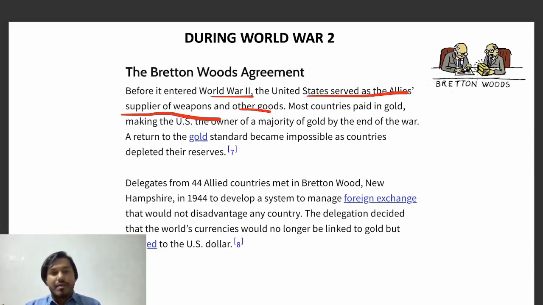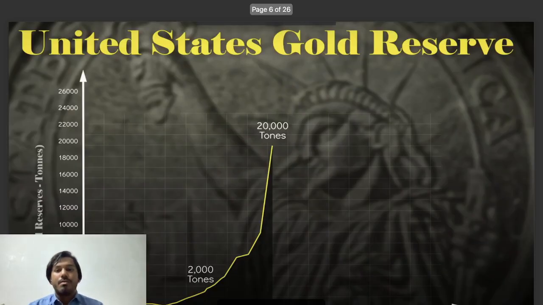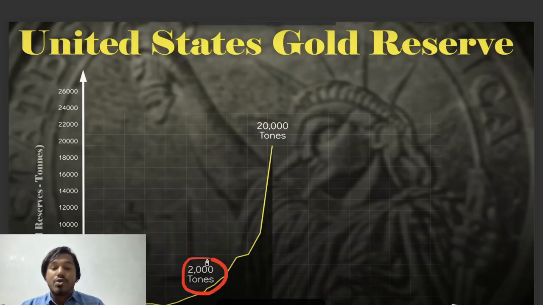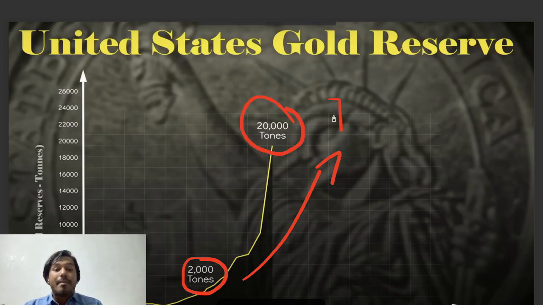America is the one that's thriving. 75% of gold reserves were held by America at that point in time. Here's a chart I would like to show of the United States gold reserve back then. In 1910, you can see it was around 2,000 tons that America held, but after World War One and Two, it went to 20,000 tons, which is like 75%, guys. Literally 75% of the gold reserve around the world is held by America, only America.